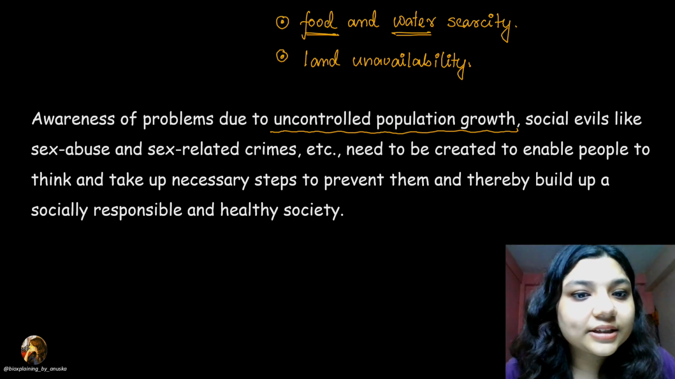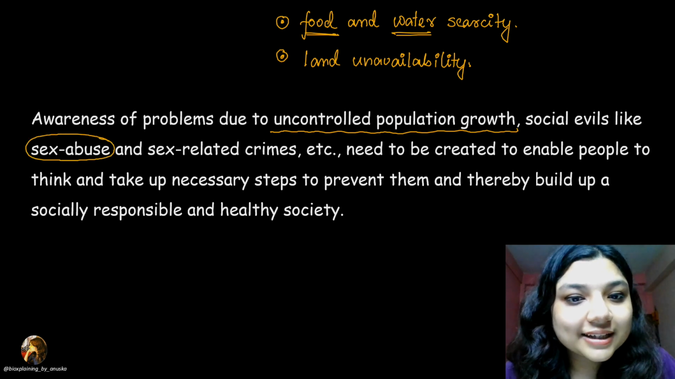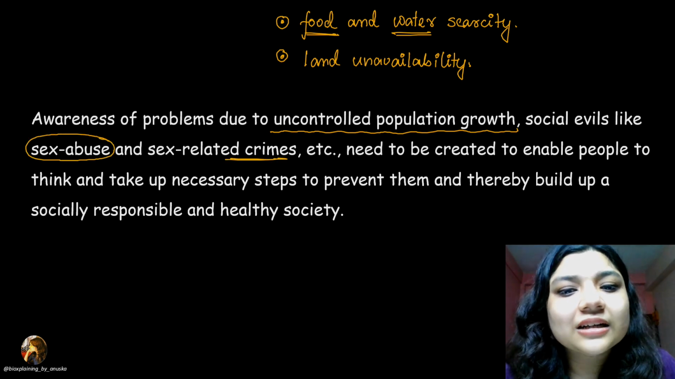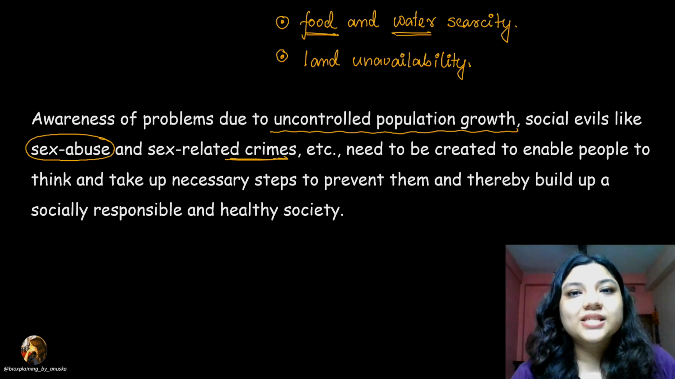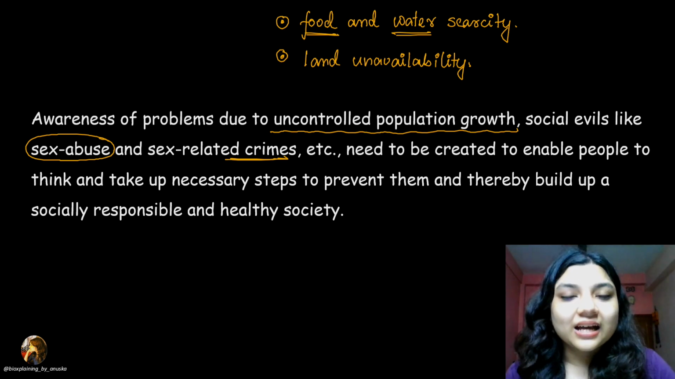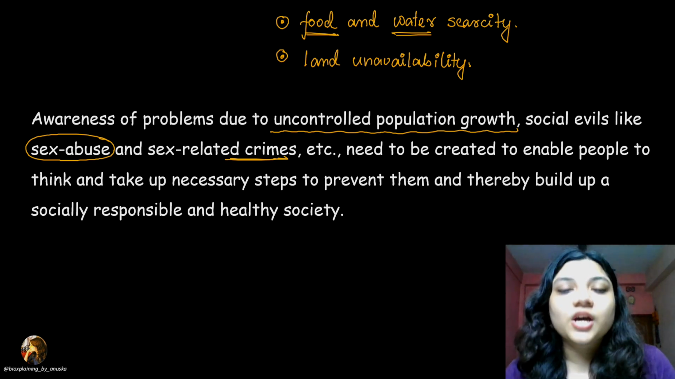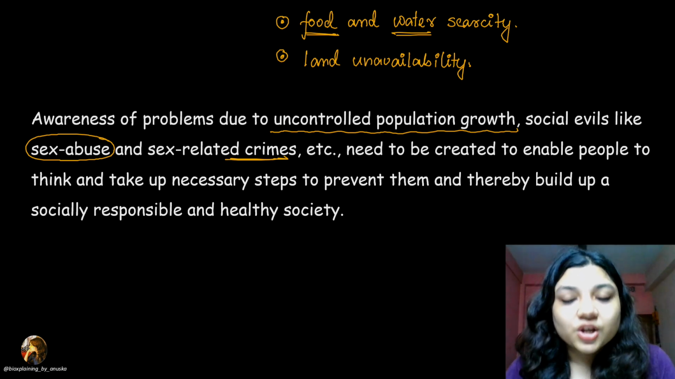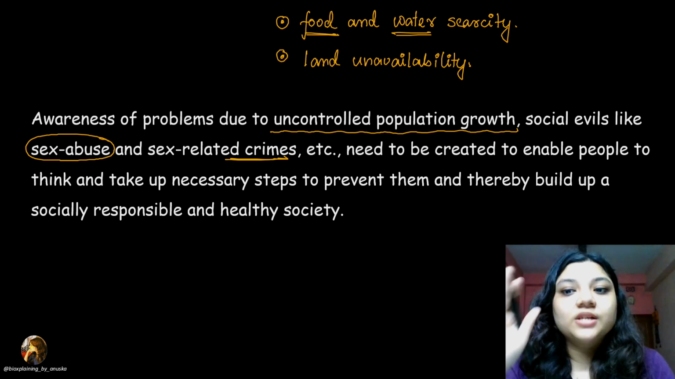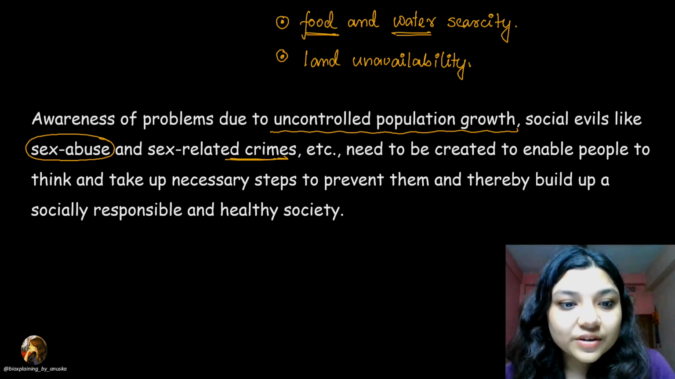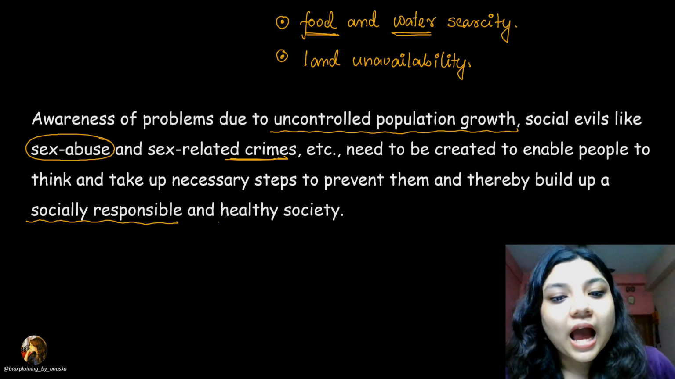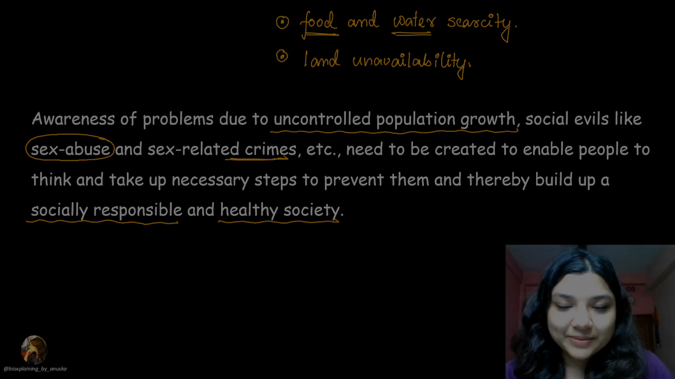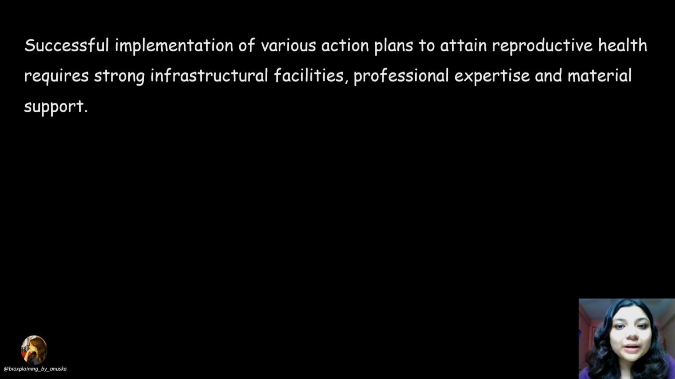Social evils like sex abuse, sex-related crimes, meaning illegal trafficking, where young girls are sent from one place to another illegally and are just used for sexual pleasure. For all of these, people should be made aware of the implications and what needs to be done to stop and prevent these, so that we have a socially responsible as well as a healthy society.